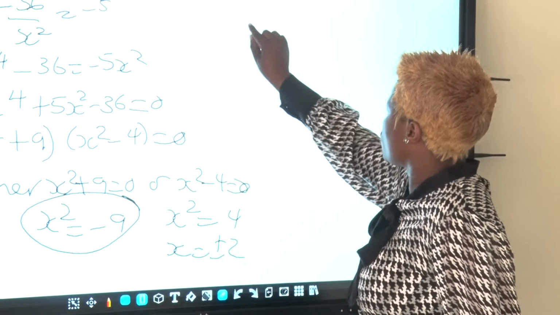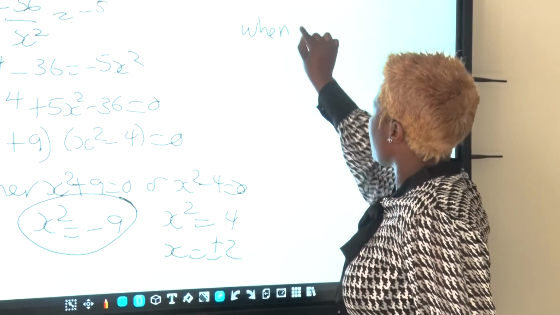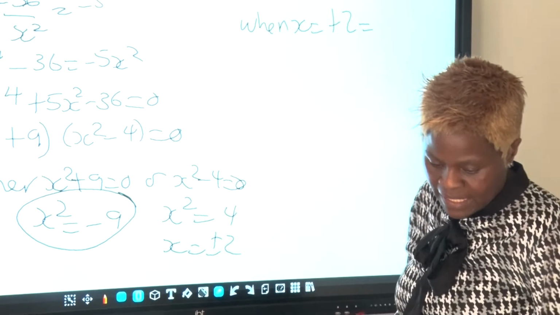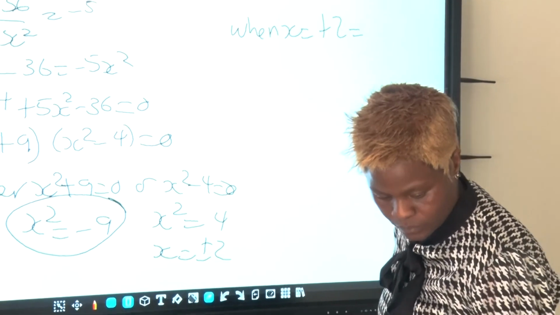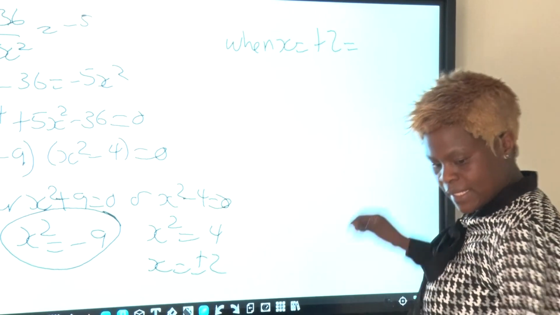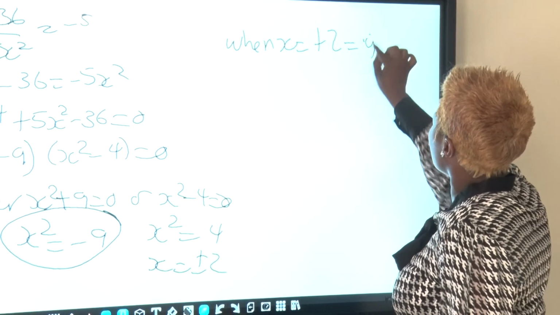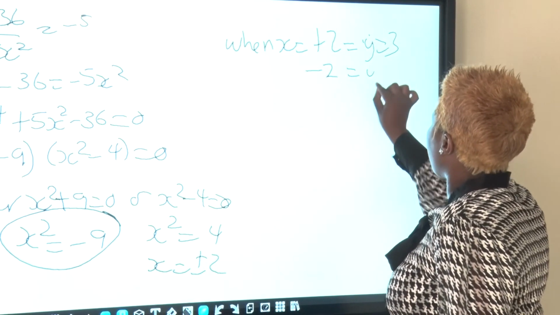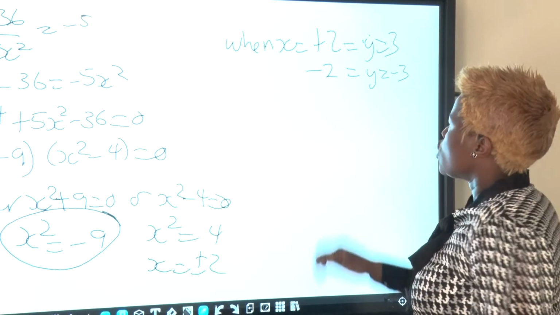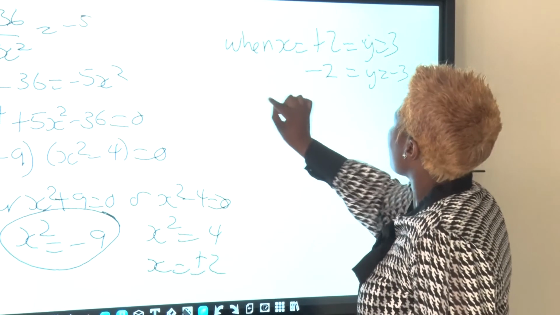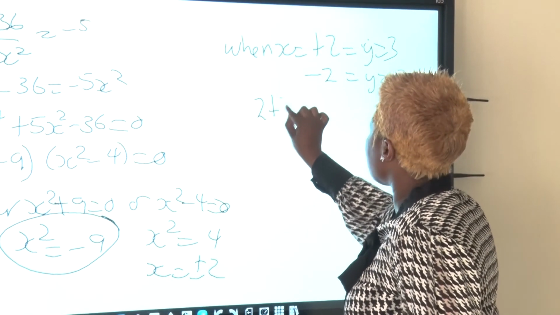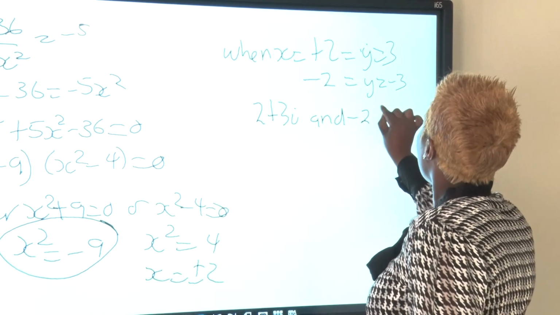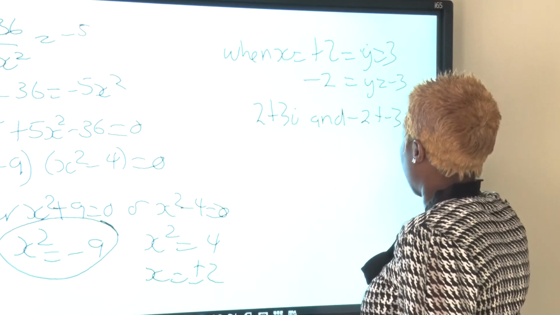When x is equal to plus 2, and I substitute that in that equation, I will get y is equal to 3. And when I substitute minus 2, I will get y is equal to minus 3. So the roots will be 2 plus 3i and minus 2 minus 3i.